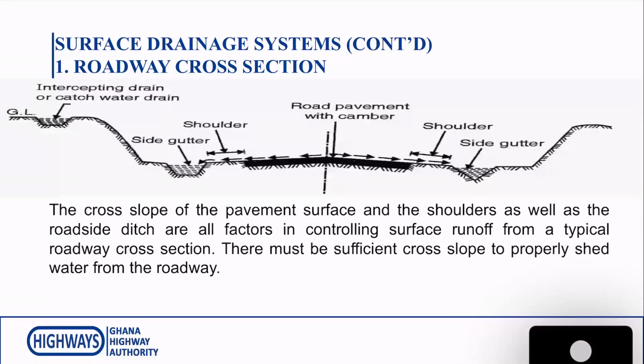Now, to look at the roadway cross section, you can see from the diagram that it is sloped from the ground in both directions. The water that drops on the road is moved away from the road surface over the shoulder into the side ditch or a gutter, so that it can be properly shed away from the road. This is a combination of the roadway, the shoulder, and the ditch. It's very important to maintain the cross slope in such a manner that the water is shed quickly away.